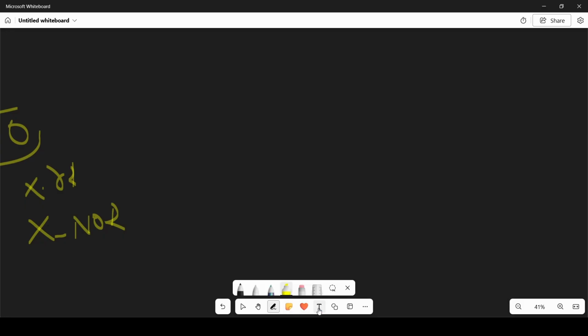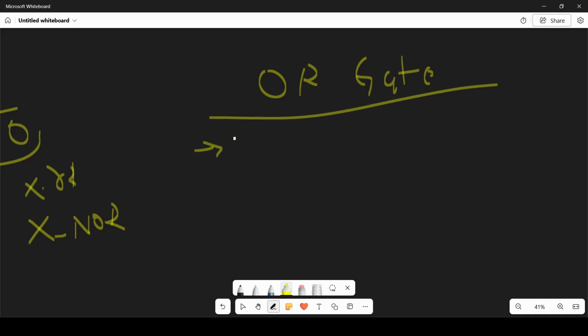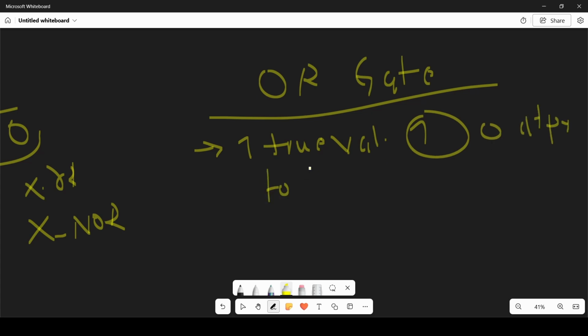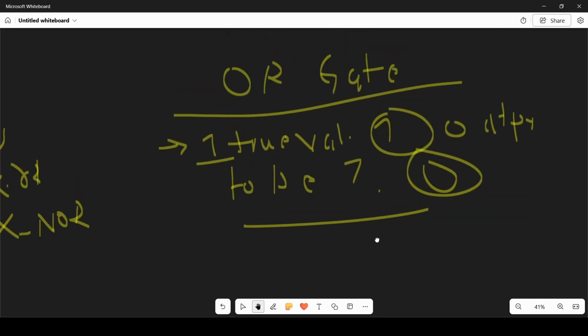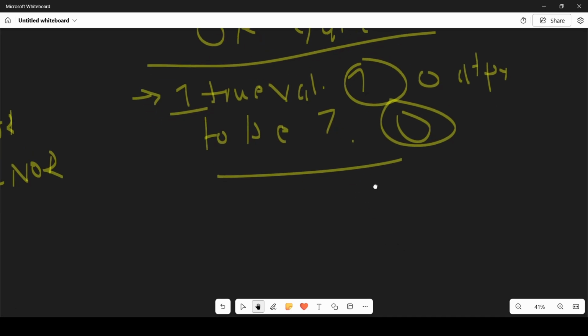Let's go with the OR gate first of all. As we have said, all these are conditions. The OR gate condition is that there must be at least one true value, or the number 1, for the output to be 1. Otherwise, if there is nothing, no one, it will give a 0 output. That's the condition of the OR gate. Now you might be confused about what this is. We'll understand it bit by bit.